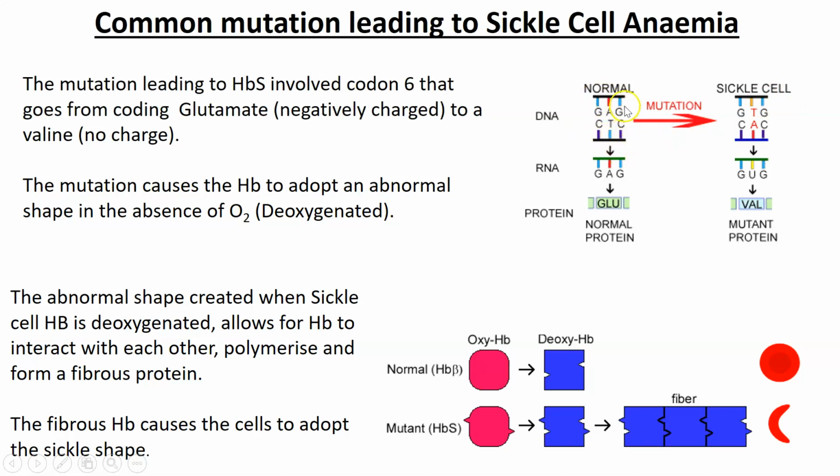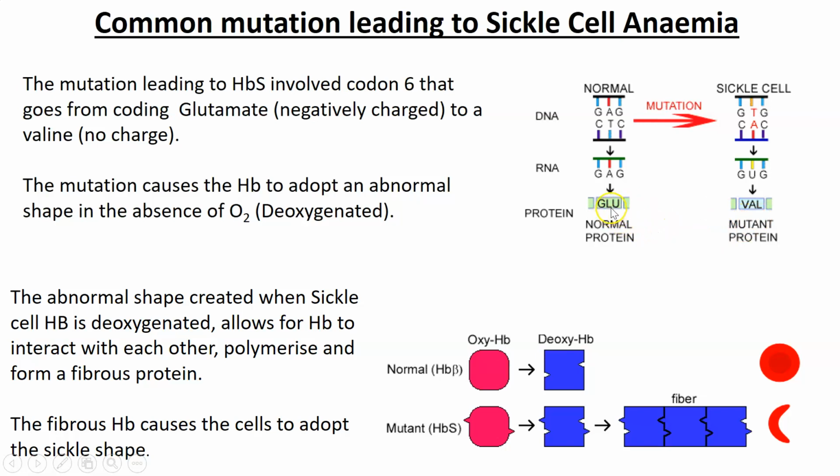So this is just one codon. Remember, a codon is three nucleotides, which codes for one amino acid. Among those three nucleotides, only one has been mutated. So rather than a GAG, it becomes a GTG. A GAG codes for a glutamate, whereas a GTG codes for a valine. Now, a glutamate is electronegative, which means it has a negative charge, whereas valine doesn't have a charge. So that has a charge and that doesn't.